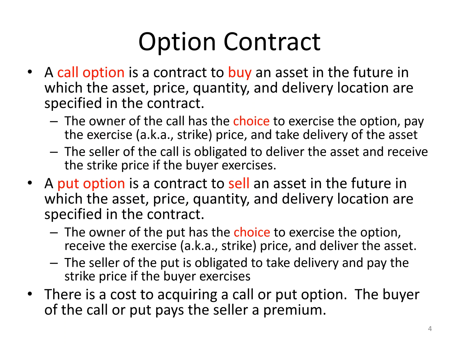Now, a put option is simply the same contract. However, this is an option to sell an asset in the future. So the owner of a put has the choice to exercise the option, receiving the exercise price, and delivering the asset. The seller of that put is obligated to take delivery and pay the exercise or strike price. So what you see is each one of these options, a call and a put, will have a price. Unlike a forward contract, these options have an upfront cost that gives that owner the option to back out.